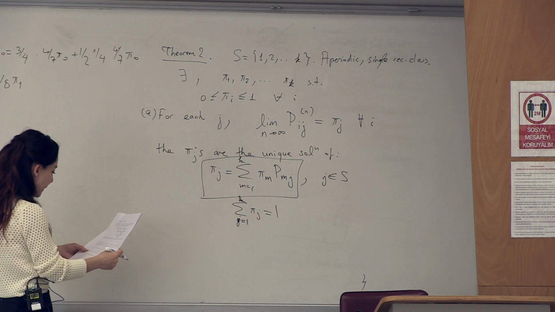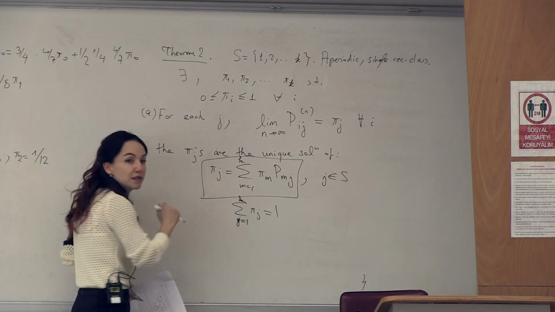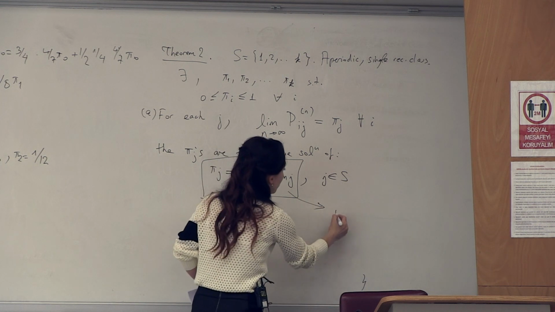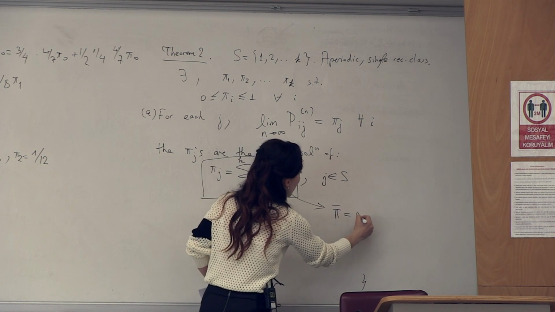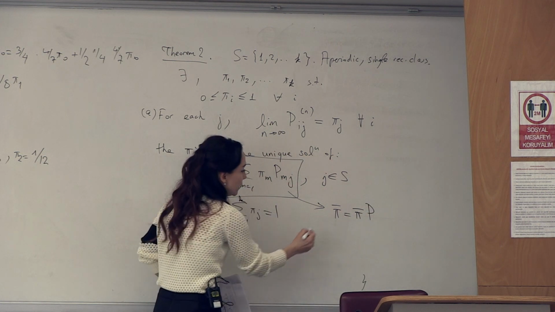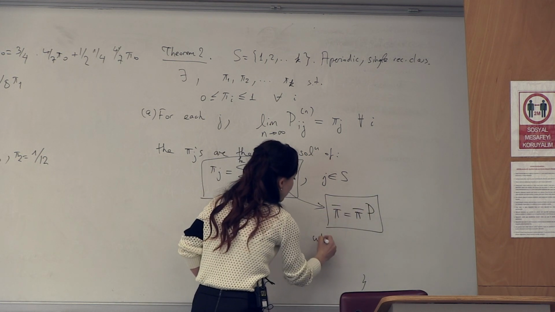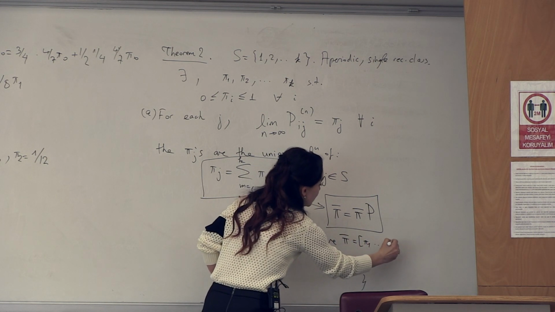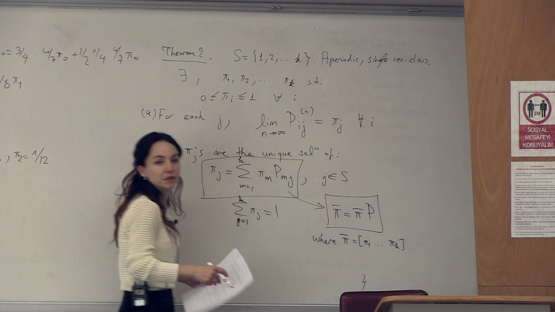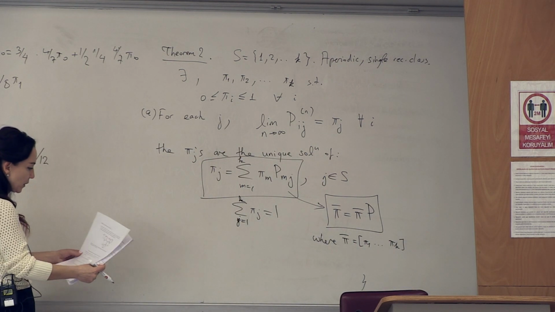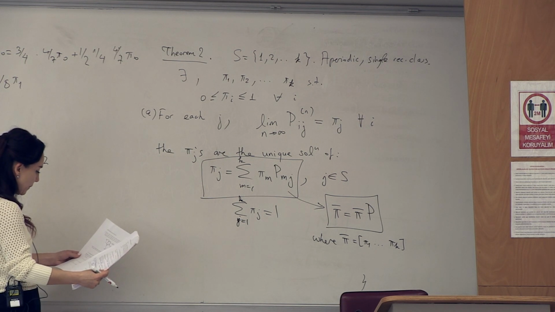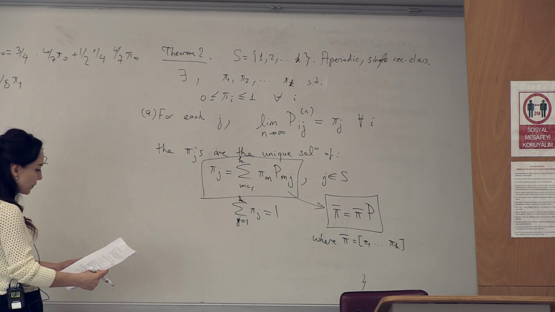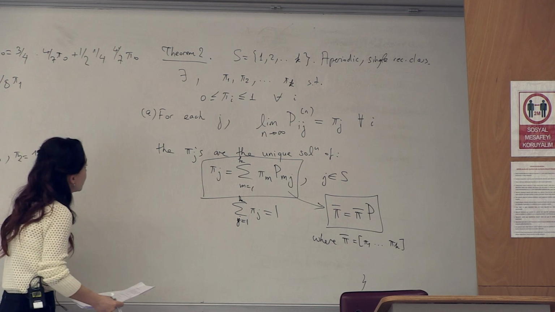We can write this as a matrix multiplication. Another way of writing this is pi equals pi P, where pi is the row vector that corresponds to these probabilities.